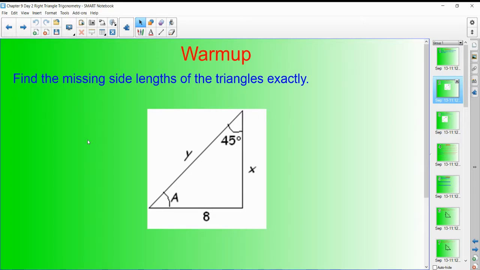I want us to practice special right triangles. So I know this triangle is a special right triangle. If it doesn't say there's the right angle, you should put that in there. Okay, I want you to find the exact lengths of x and y. Pause the video. When you are ready, we'll take a look at the answers.